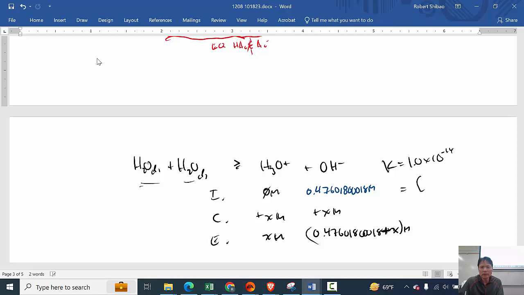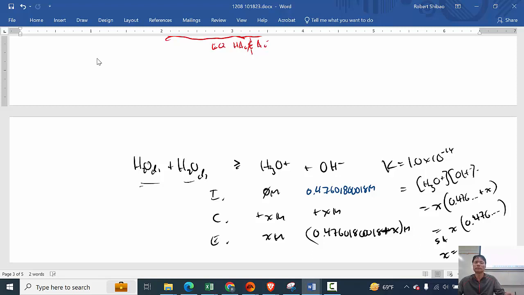Okay. And so this is going to equal the hydronium ion concentration times the hydroxide ion concentration, which is going to equal X times 0.476 dot dot dot plus X. And then we're going to go ahead and use the simplifying assumption, SA. It should work well here. So this is going to be X times 0.476 dot dot dot. And therefore X is equal to 1 times 10 to the negative 14 divided by 0.476018.